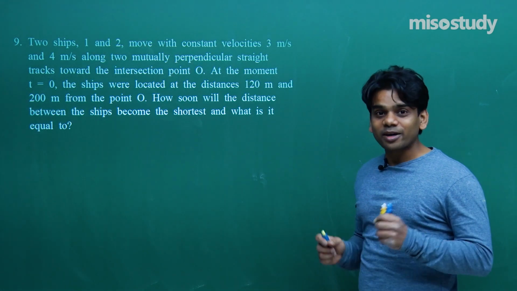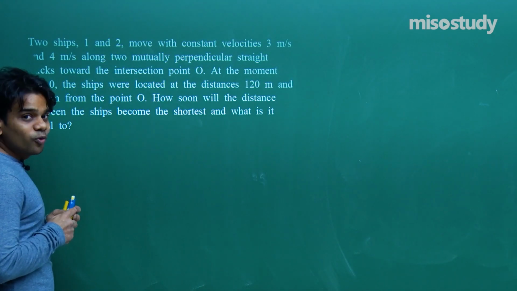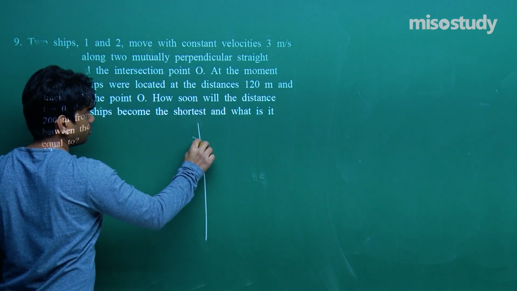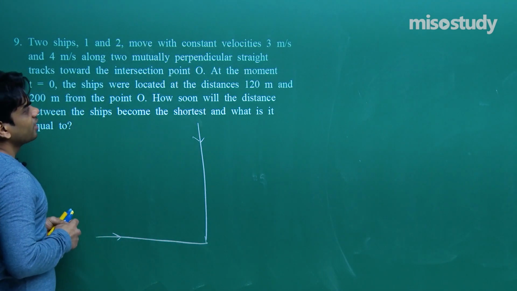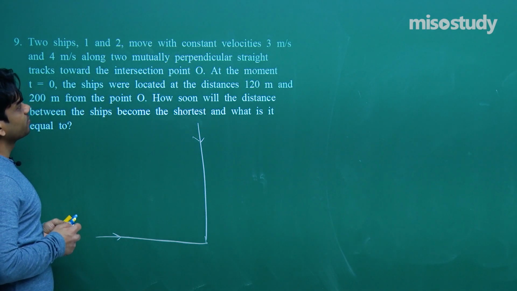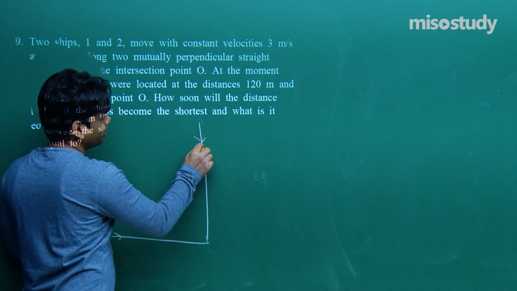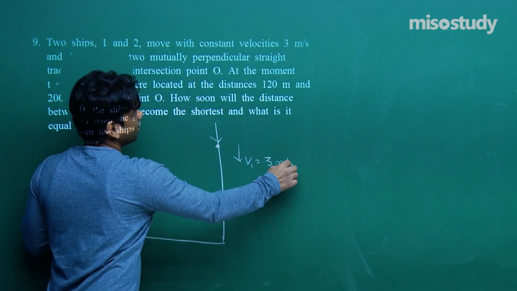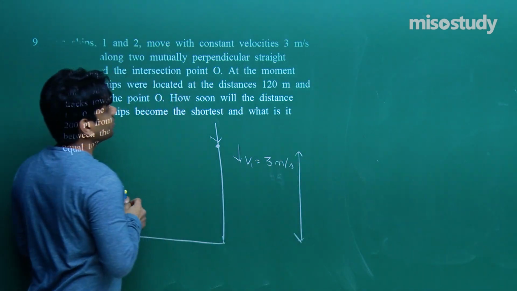I'm going to draw the diagram, that will be very helpful for you all to understand. They are moving along perpendicular directions. So let's say one ship is moving through this end and one ship is moving through this end. It says that the ships were located at a distance 120 meter and 200 meter and they are moving with different velocities. So 3 meter per second, that is V1, is initially lying at a separation of 120 meter.